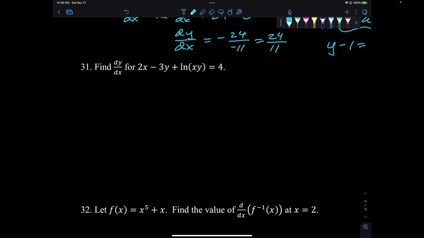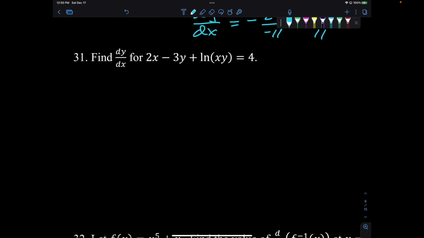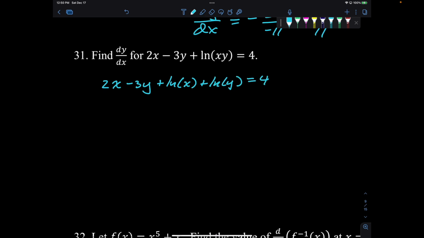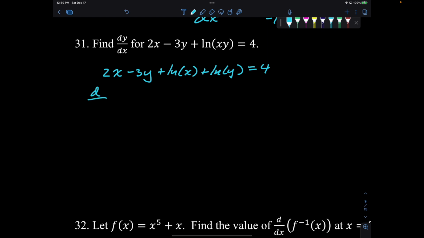All right, find dy/dx. This is the same deal. I'm going to do a thing because this natural log of a product looks like something I don't want to deal with, so I'm going to rewrite this first. If we have multiplication within, it's going to be addition between. So we can make this natural log of 2x minus 3y, natural log of x plus natural log of y equals 4. Now I'm going to find the derivative with respect to x of both sides.